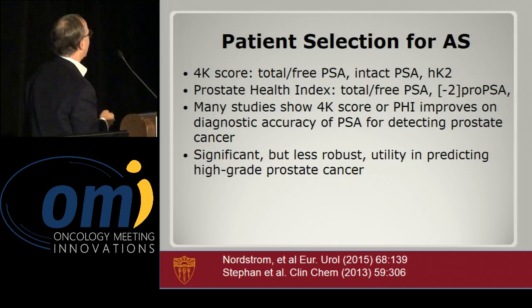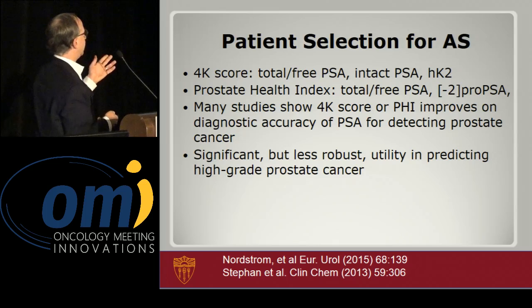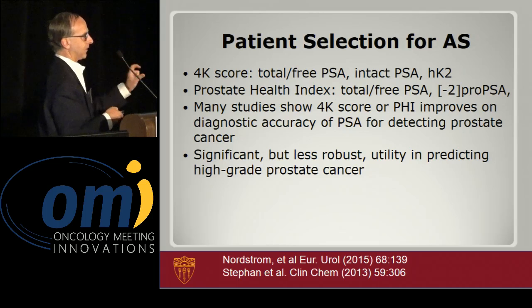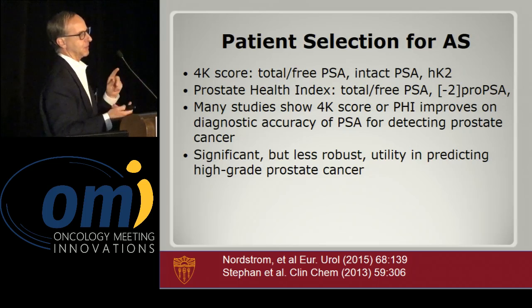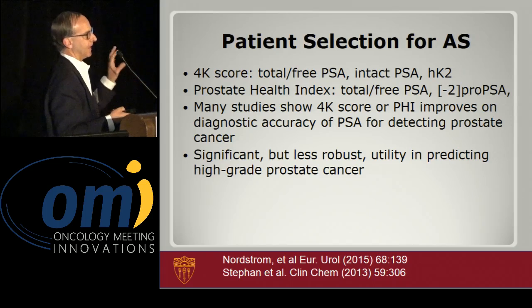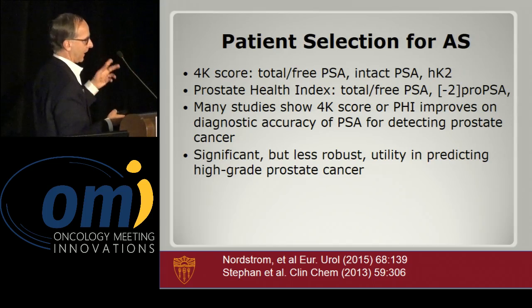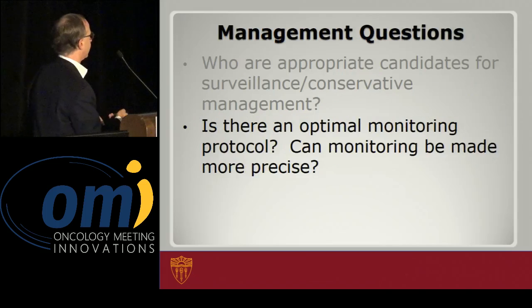Again, so patient selection, if you look at these other PSA isoforms, which again are helping to determine if a PSA is elevated, is it cancer or non-cancer, but much weaker at the ability to predict, quote, clinically significant cancer. So that's true for the genomic tests like Oncotype DX, but it's also true for these biomarker tests like a 4K score and PHI and others.